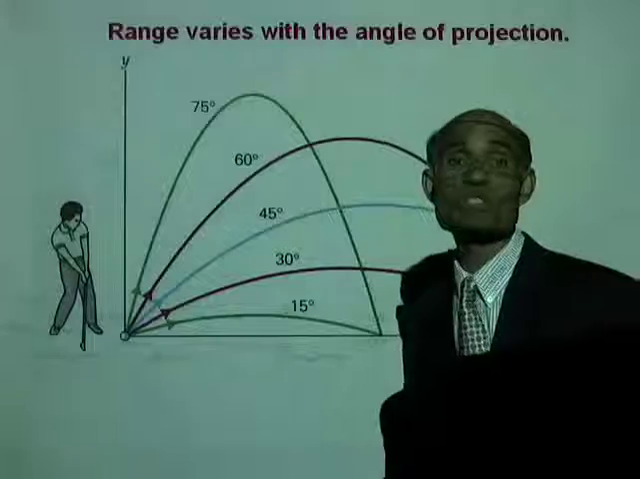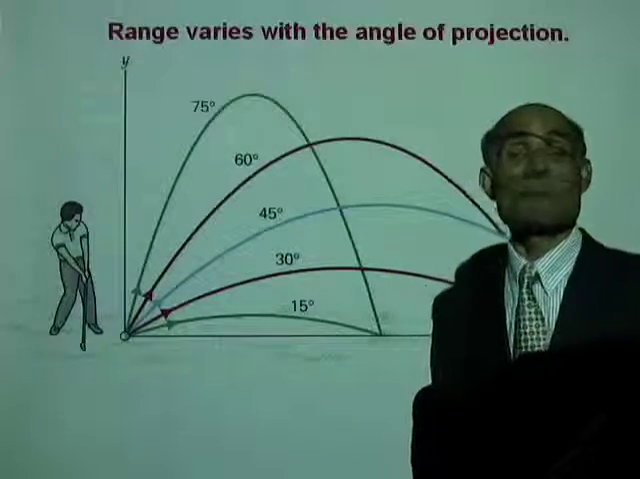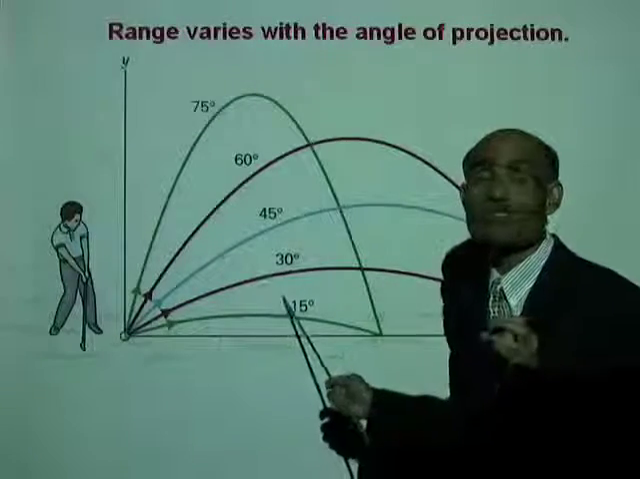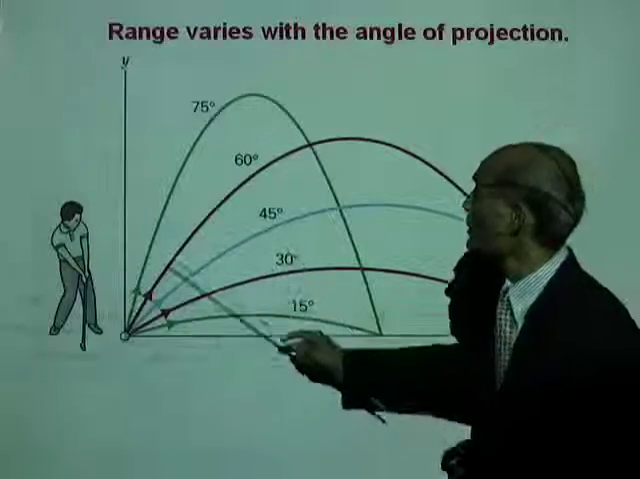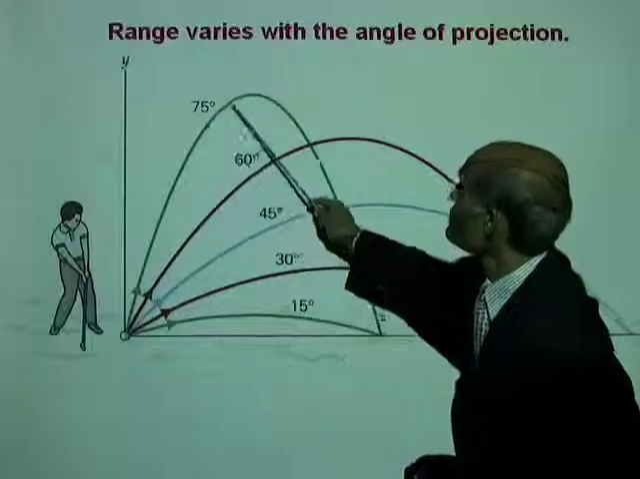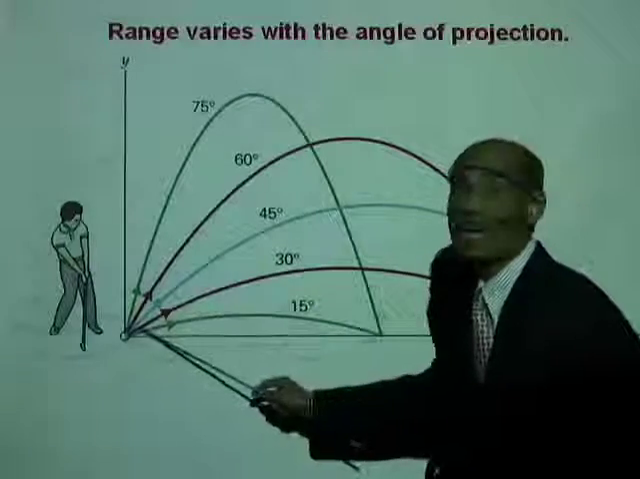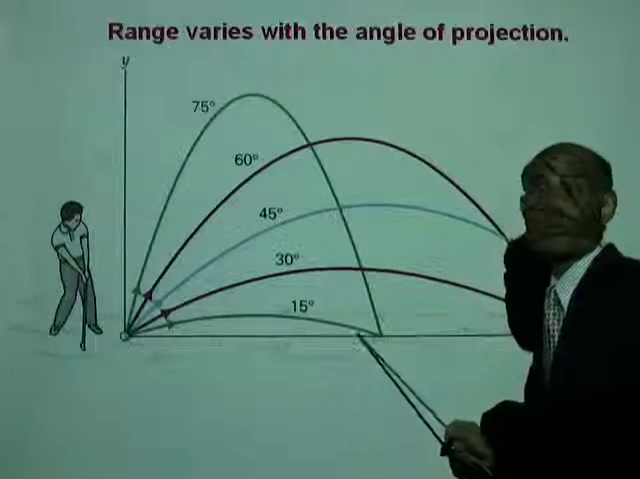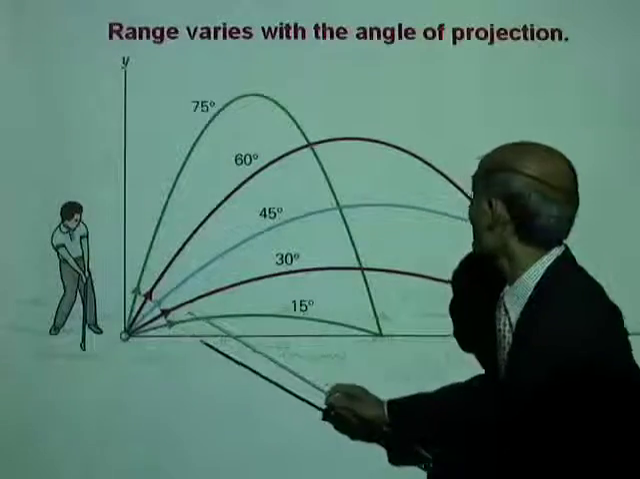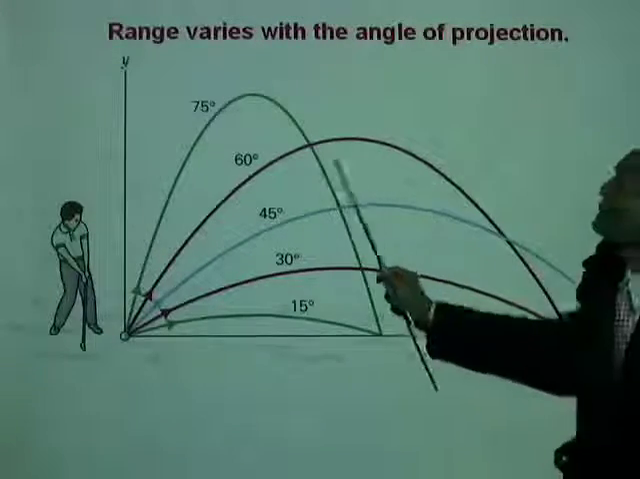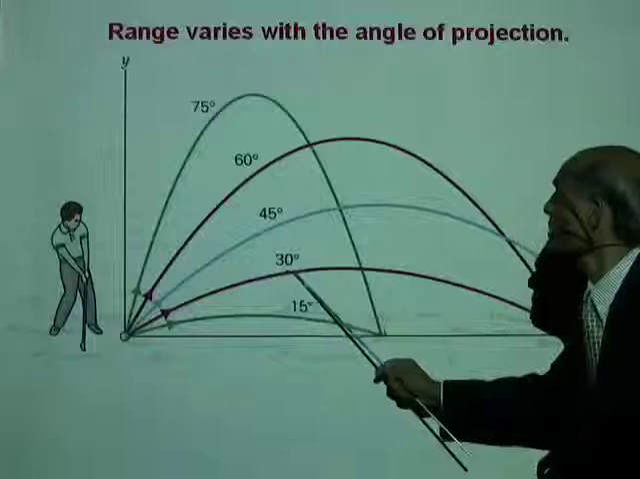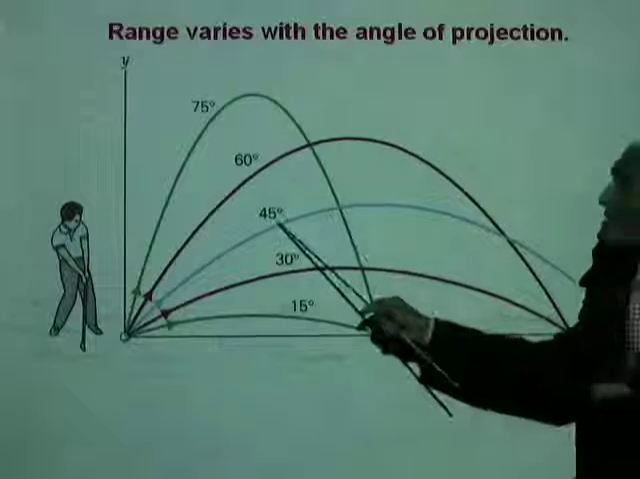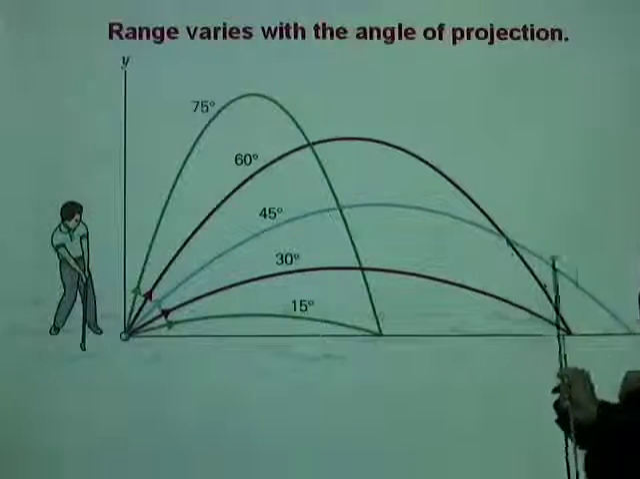I want you to look at this diagram, and I haven't given you any assignment for extra credit so far. Now this is an extra credit assignment. Look at this. An angle of projection of 75 degrees and an angle of projection of 15 degrees give you the same horizontal range. An angle of projection of 60 degrees and an angle of projection of 30 degrees give you the same horizontal range. And the maximum range occurs for 45 degrees.